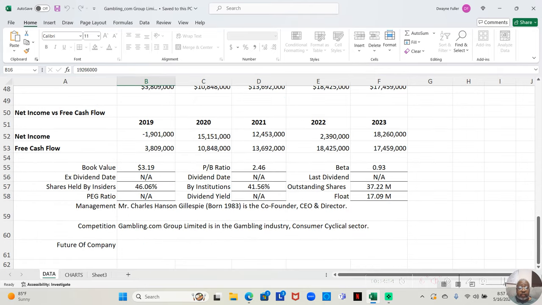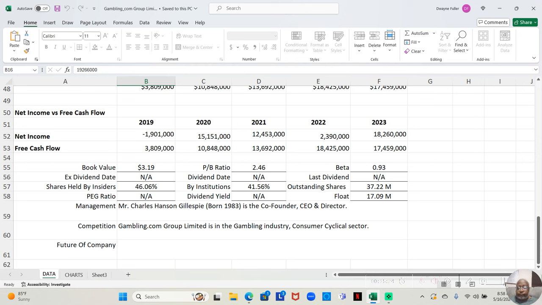Now, gambling.com, they have a book value of $3.19. That's a 2.46 PB ratio. If you've seen my videos before, you know I'm not too keen on book value. And I have a video on the channel, The Truth About Book Value, that explains why.